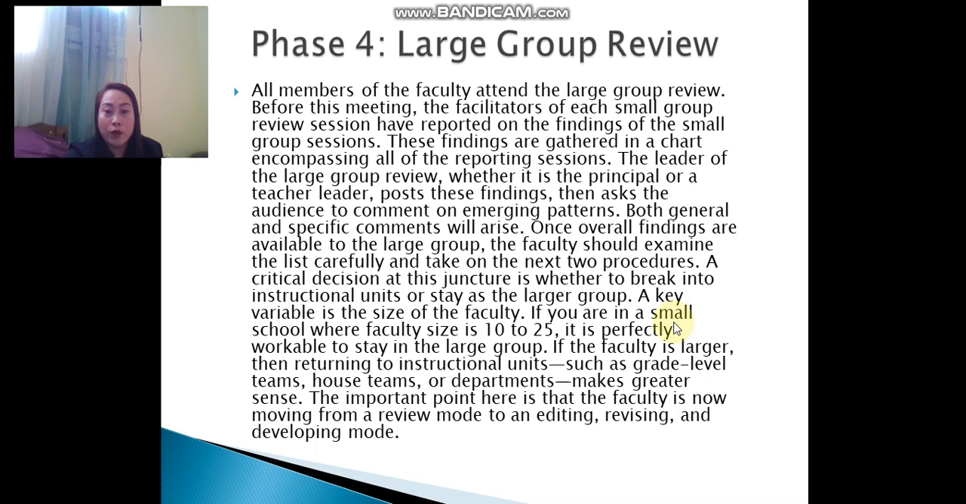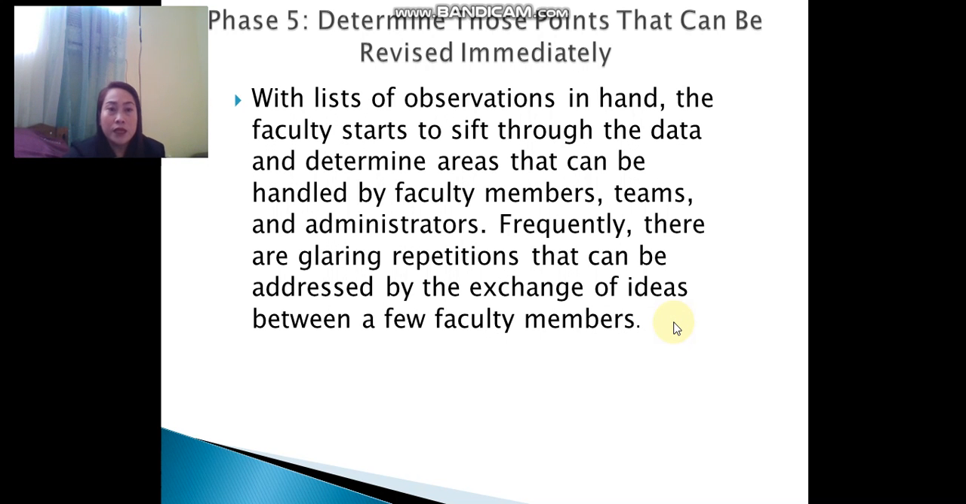The important point here is that the faculty is now moving from review mode to editing, revising, and developing mode. So in phase 5, determine those points that can be revised immediately. With the list of observations in hand, the faculty starts to sift through the data and determine areas that can be handled by the faculty members, teams, and administrators. Frequently, there are glaring repetitions that can be addressed by the exchange of ideas between the faculty members.